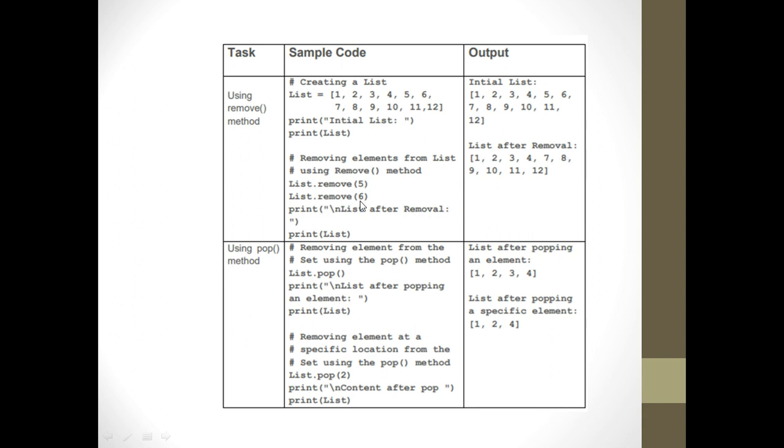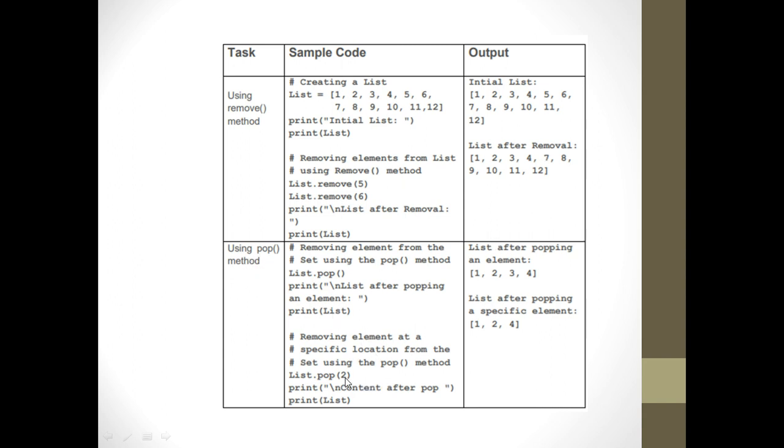Please note 5 and 6 are not indexes here. 5 and 6 are the values of the elements. So for example, if there is a hello, I can give list dot remove of hello within double quotes. It will remove hello from the list.